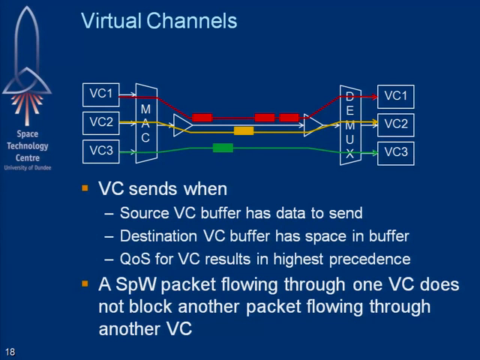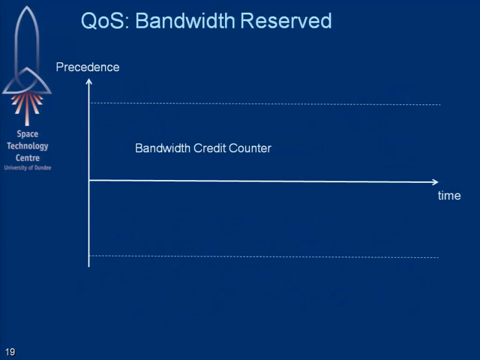So we're multiplexing information across the link according to the priority, or more specifically, the precedence of each virtual channel. The key thing here is a SpaceWire packet flowing through, or SpaceFibre packet flowing through one virtual channel doesn't block another packet flowing through another virtual channel. Okay, they're all completely independent of one another.